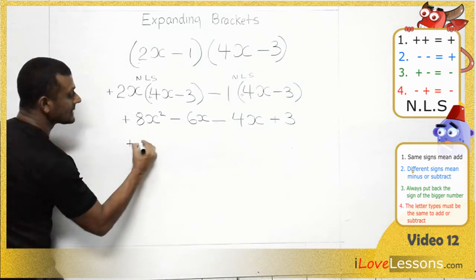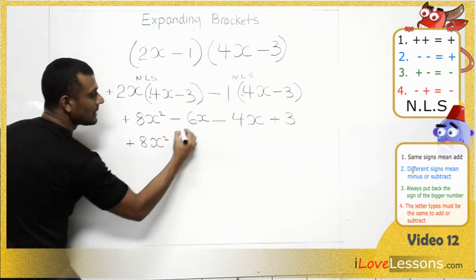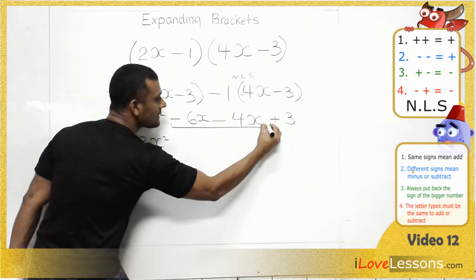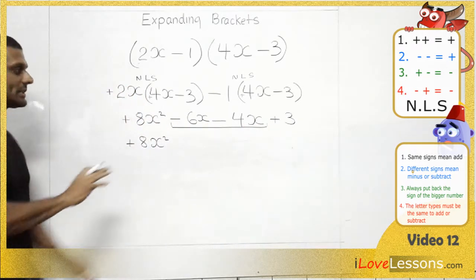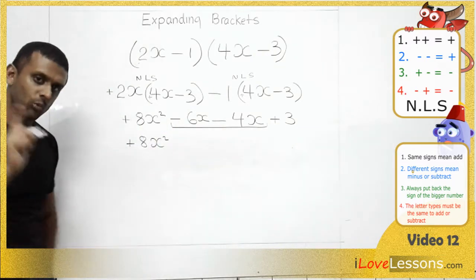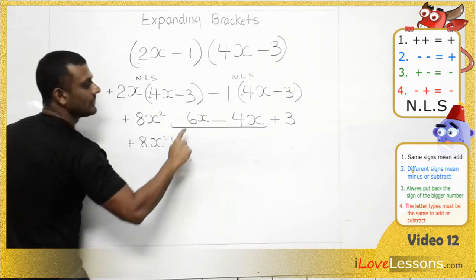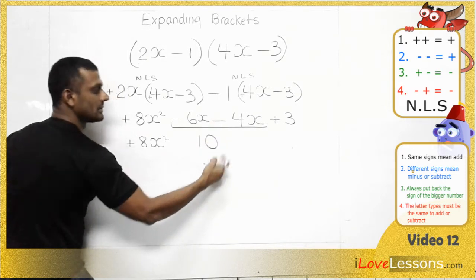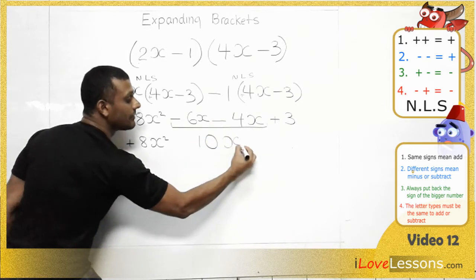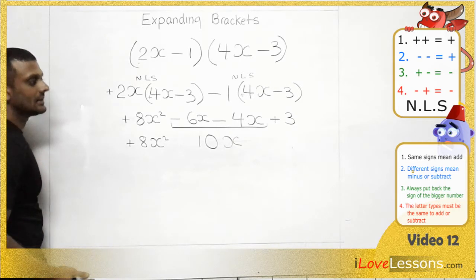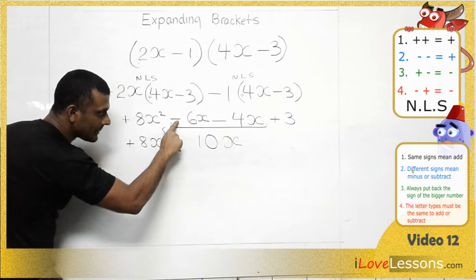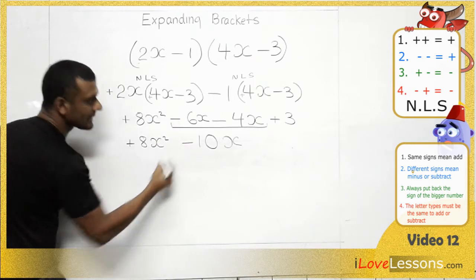So, we have positive 8x squared. This minus 6x and this minus 4x, both of them have the letter x. So it's okay to squish them together to get one answer. Signs are the same, so we add, we will get 10. Don't forget to put back the letter involved when you're adding and subtracting. And you have to put back the sign of the larger number. The larger number is this one here, the minus 6.